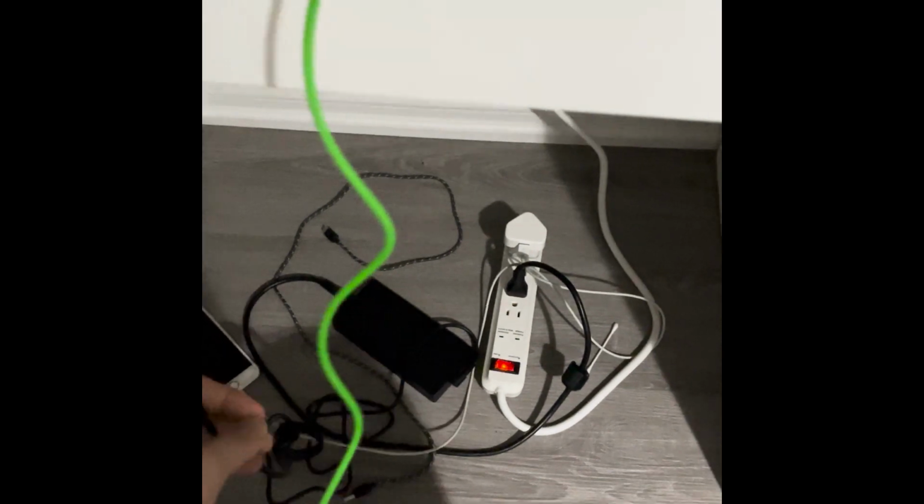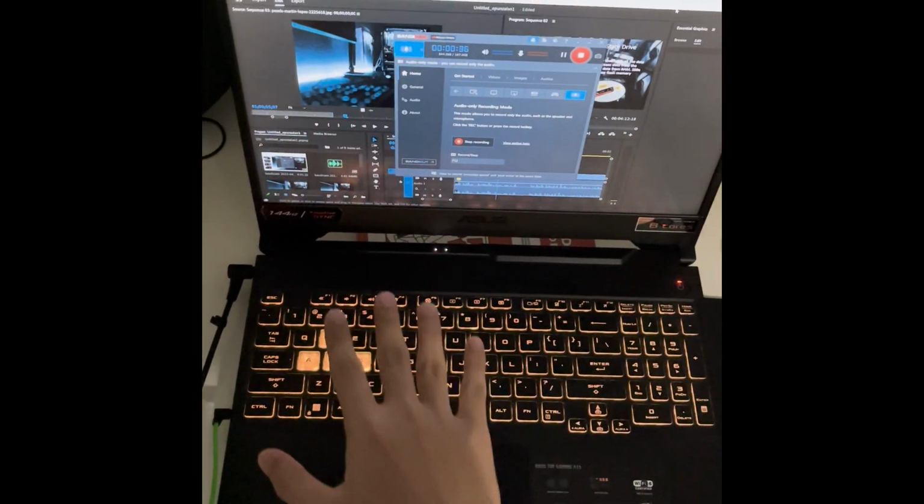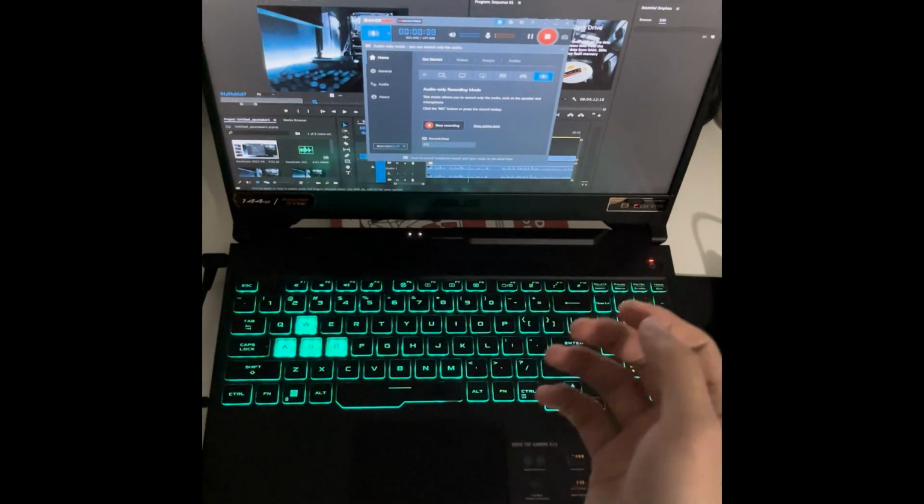This cord right here is the power supply. This powers my laptop. Now, under my computer are the rest of the components I will insert right here.